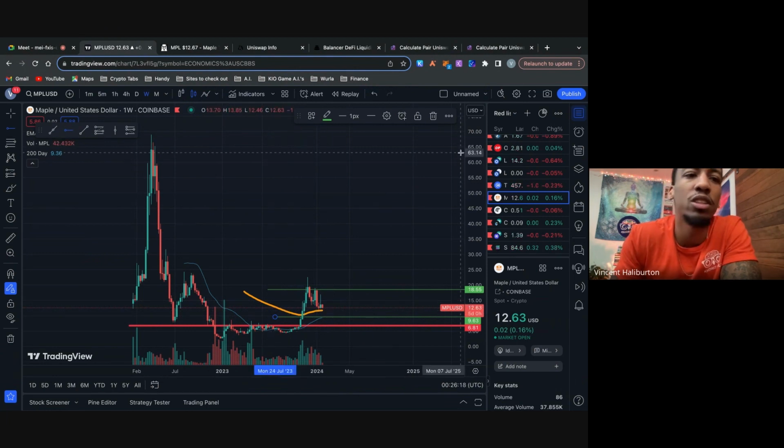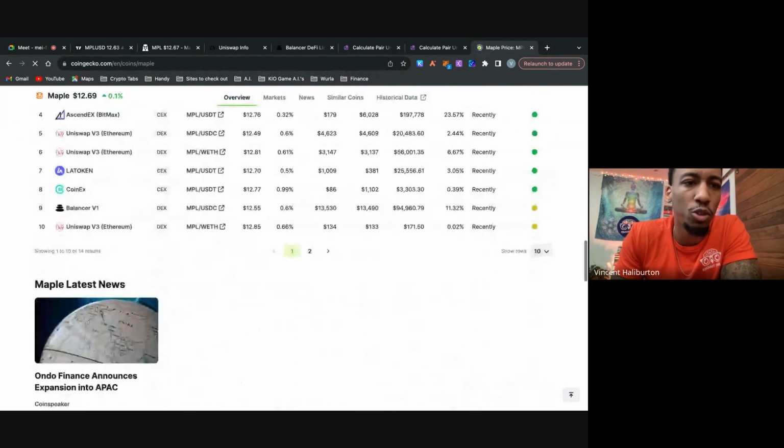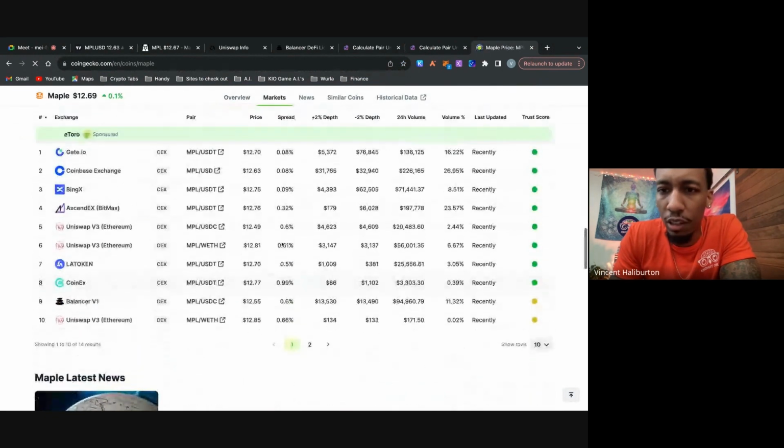Before you even start providing liquidity, this is what you want to look at. You go to CoinGecko and you scroll down at the bottom, and you can see it gives you the percentages of where most of the trading volume is happening. These top ones are all centralized exchanges, but then it says Uniswap v3 and then Balancer. You click on it. I clicked Balancer.